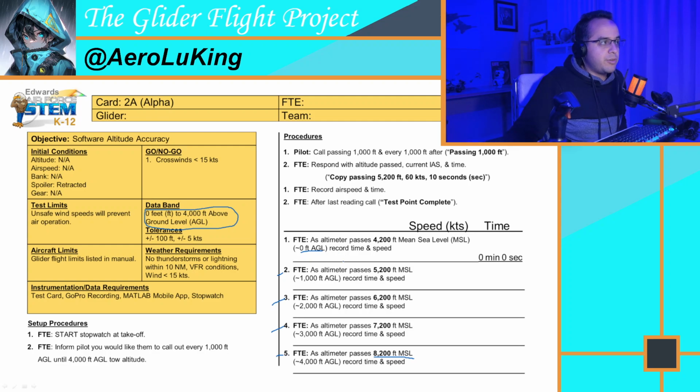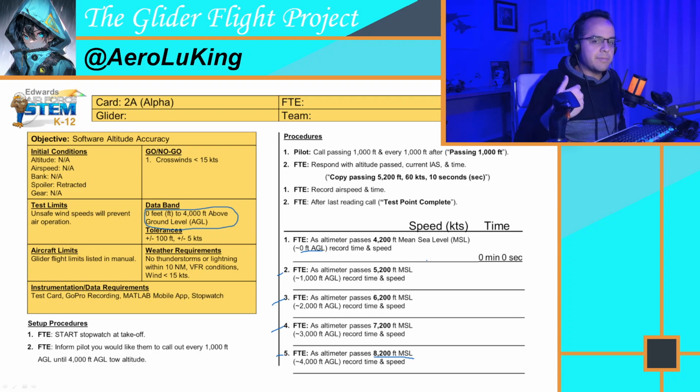So the way that you'll execute this card is pretty much you'll look at the dial, which again we'll have different videos showing you how to read the gauges. And as you pass 1,000 feet, you have 2 options. One is the set of procedures letting you know, hey, you could tell the pilot to help you and say, hey, every 1,000 feet up to 4,000 feet, our tow altitude, can you just say passing 1,000 feet every 1,000 feet until we get to 4K? 4K meaning 4,000. And if they say, yeah, that's fine, or say, no, that's your job, then you as an engineer will take those readings down and you'll have to read the dials.